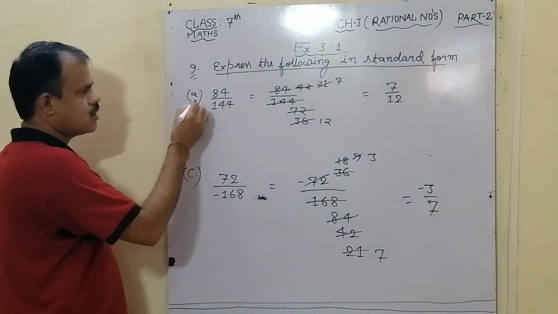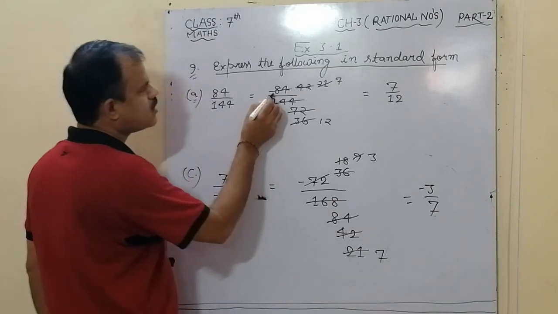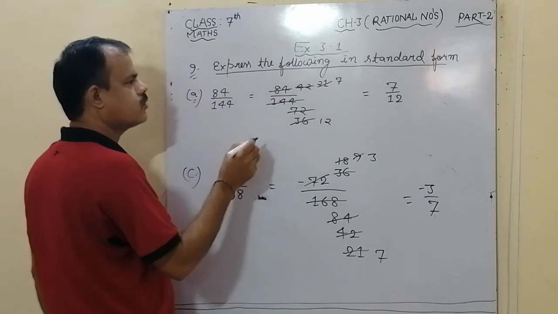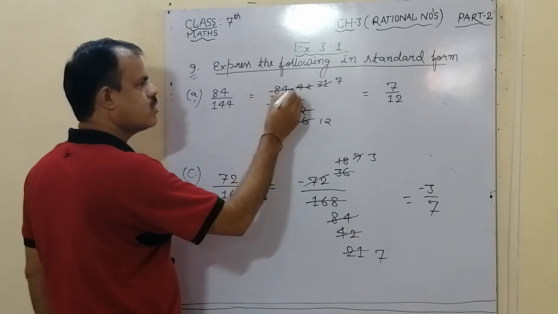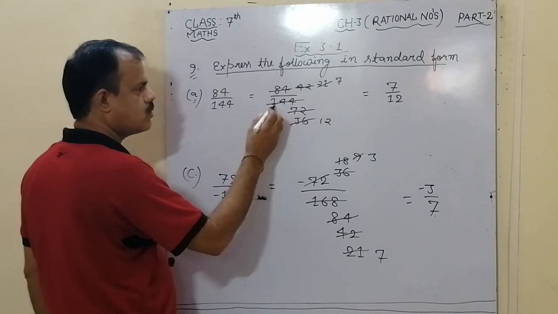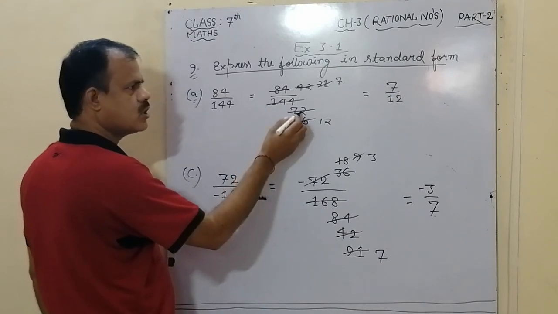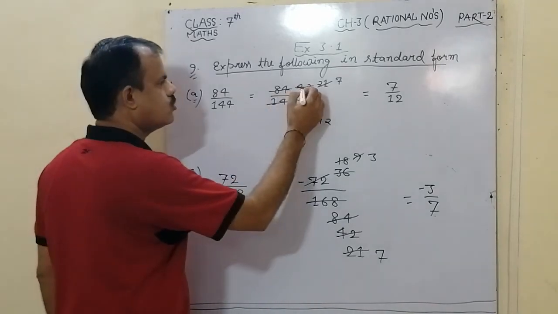Here, see part A, 84 upon 144. So we write here 84 upon 144. By 2, we will cut this. 2 4s are 8, 2 2s are 4, so 42. And in the denominator, 2 7s are 14, 2 2s are 4, so 72. Now 42 and 72, again by 2.